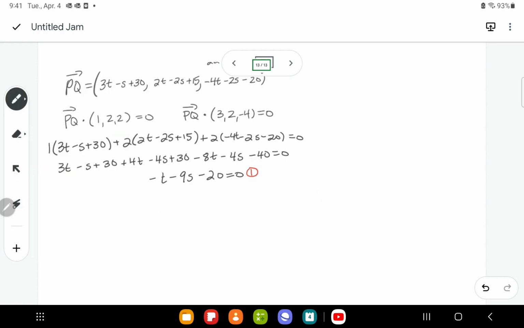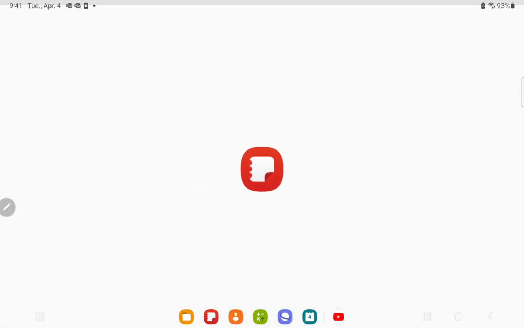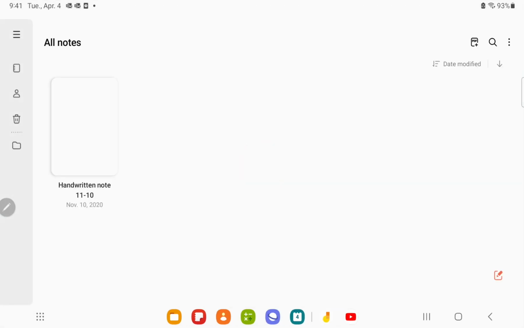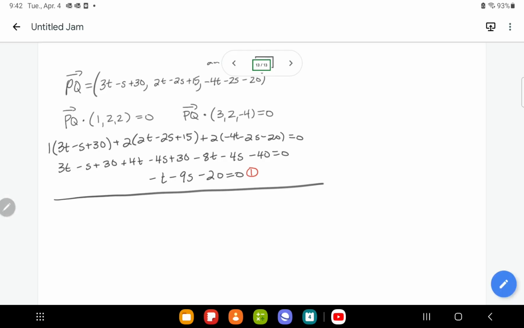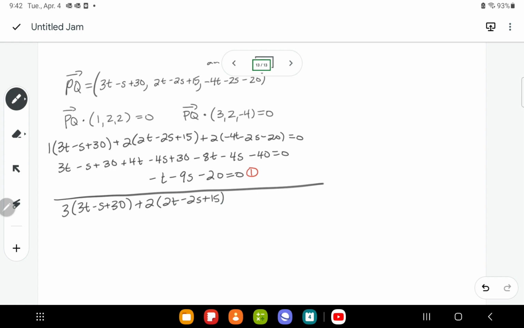Then I'm going to do the same exact thing, but dot product the PQ with the second one there, with my second direction vector. So I'm going to say 3 times the x component plus 2 times the y component, and then minus 4 times the z component, and this should follow the same kind of pattern.